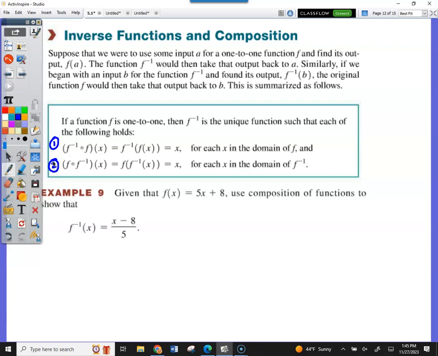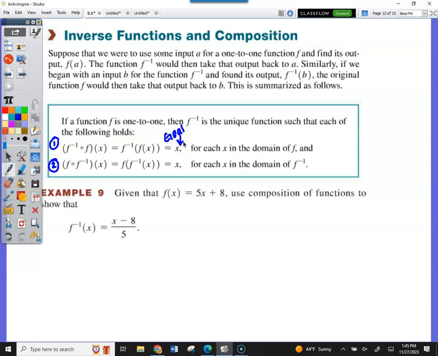So you do it in one direction, then you do it in the other direction. And the goal is right here. This is the goal: that it cleans up to be just x. If it cleans up to be just x, meaning stuff cancels out, and then you do it the other direction and you get x as well, it means the 2 functions are inverses of each other.